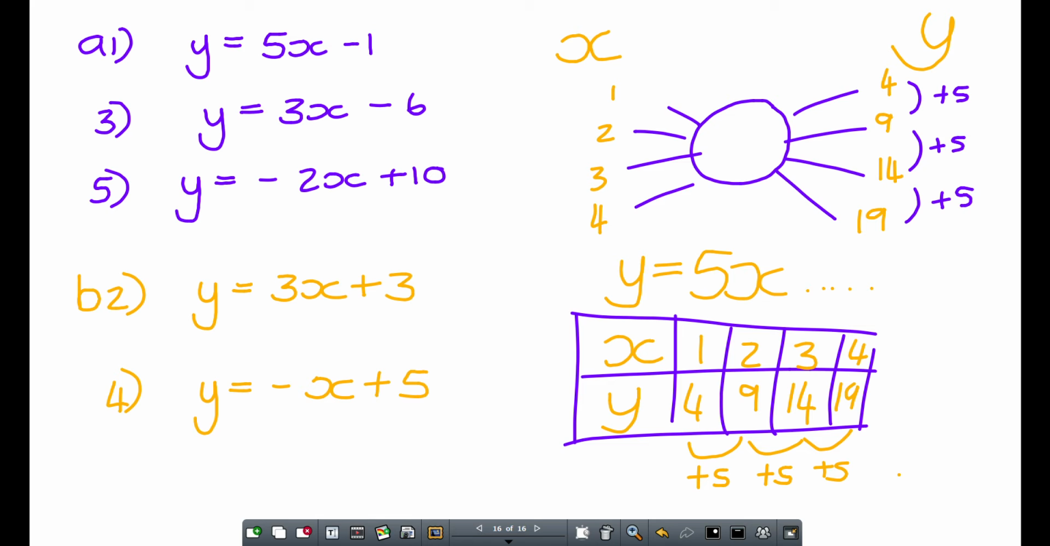Okay. Now we substitute that x value in. So 5 times 1 gives me 5. And I'm supposed to get how much? I'm supposed to get 4. So that's how I knew I would have to say minus 1. Do you guys now see what I mean? Let's quickly run through number 3 as well.